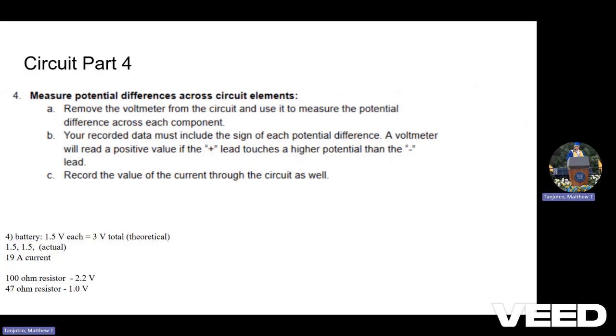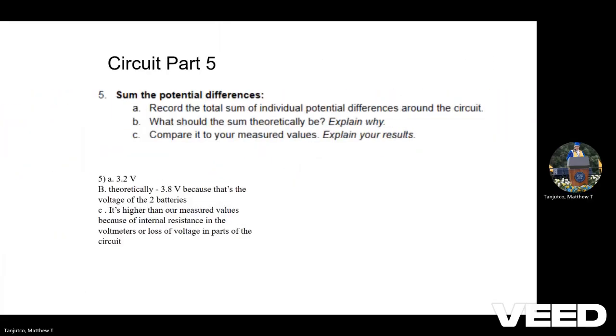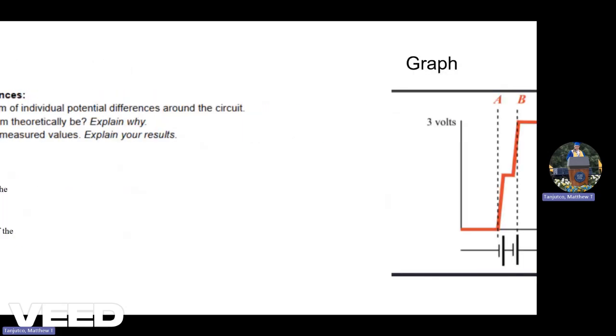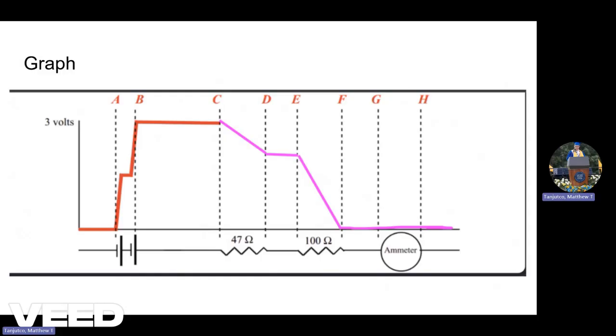And for the resistors, the 100 ohm resistor had a 2.2 volt measurement, and the 47 ohm resistor had a 1.0 volt measurement. For circuits part 5, the sum of the potential differences was around 3.2 volts, theoretically 3.8 volts, because it's the voltage of the two batteries. However, the theoretical is higher because it doesn't take into account internal resistance from the wires. Instead, it only takes resistance from the resistors. This is a graph of the data we got as well.